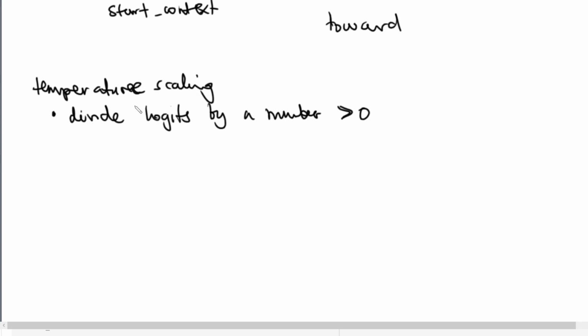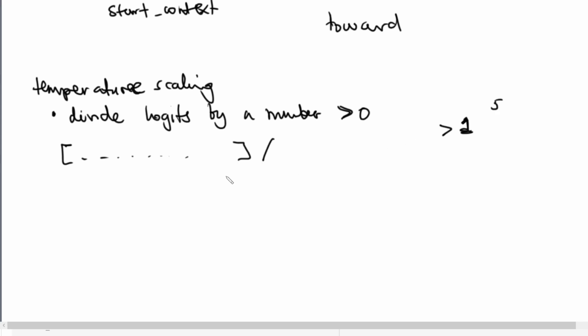That's the scaling part. So we have our logits, right? When we have our logits here, we are going to divide them by a number. If we divide them by a number that is greater than 1, this results in more uniformly distributed token probabilities. Why? Because imagine we are dividing them by 5.